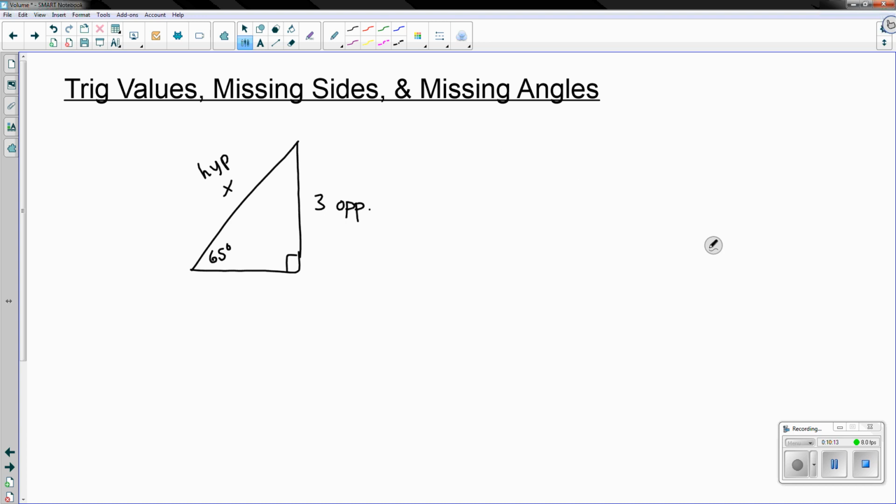So now we know how to find missing sides using trig. How do we find missing angles? So let's say that this hypotenuse is 6. And we want to know what is the angle for theta up here.